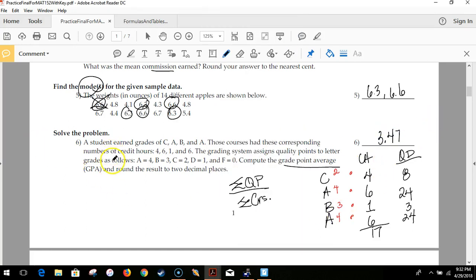This is a weighted mean. Weighted means all will have a total that you find up top, and then whatever your total number of points or total number of credit hours is what you divide by on the bottom.